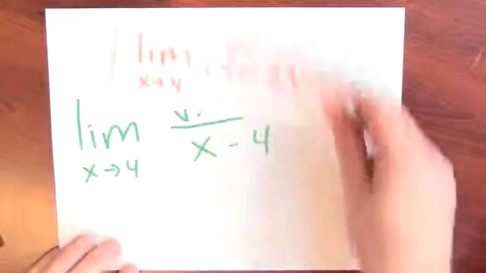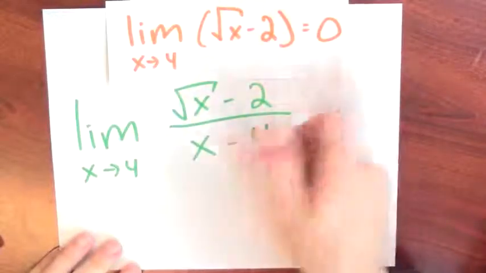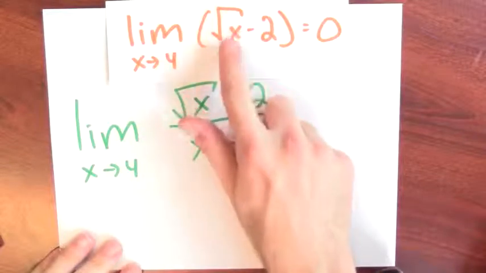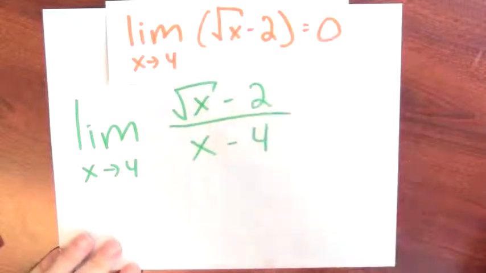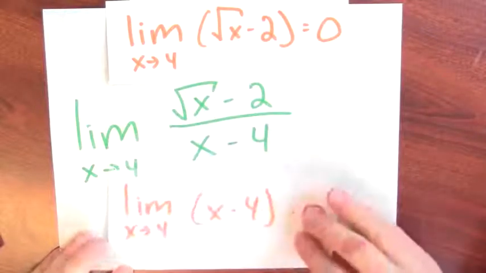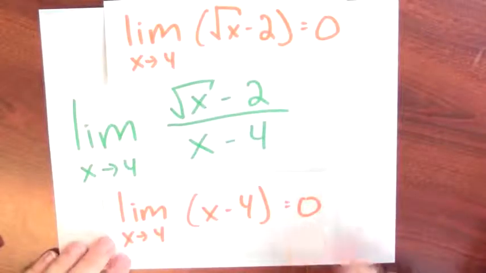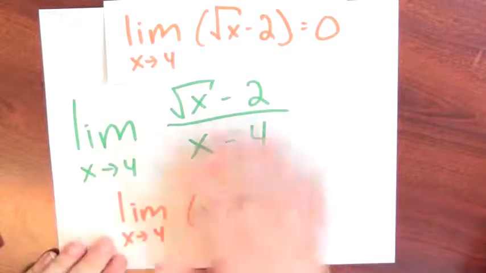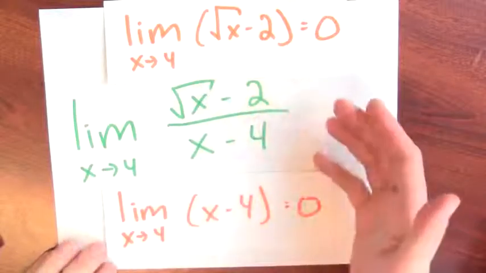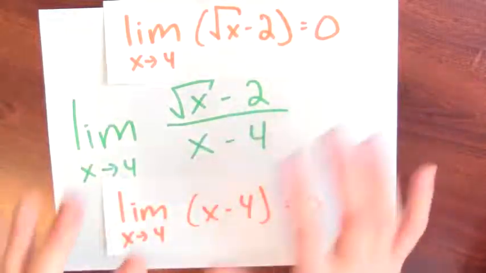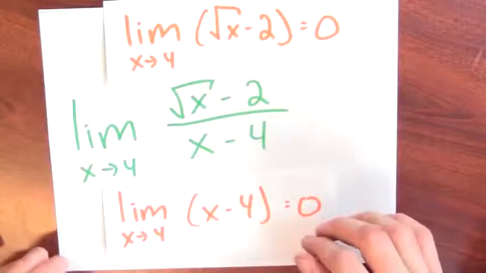Look at what's going on. The limit of the numerator is 0, right? As x approaches 4, the square root of a number close to 4 minus 2 is close to 0. And the limit of the denominator is also 0. And because the limit of the denominator is 0, I can't just use my limit of the quotients as the quotient of limits deal to evaluate this limit, right? I'm genuinely in a difficult situation.